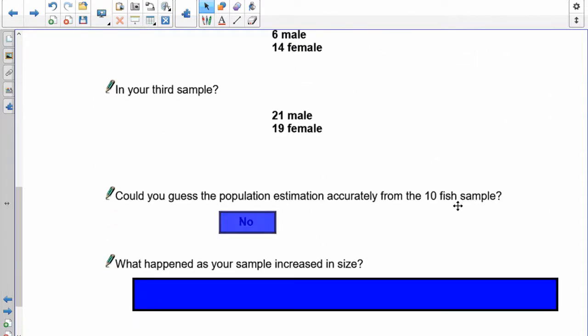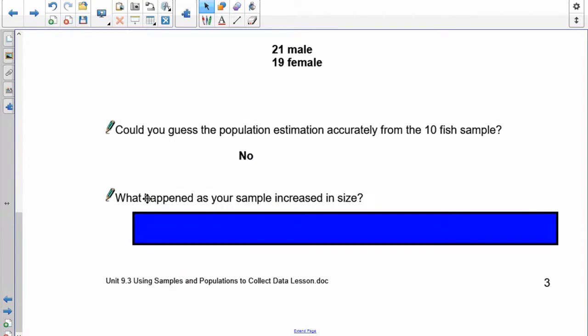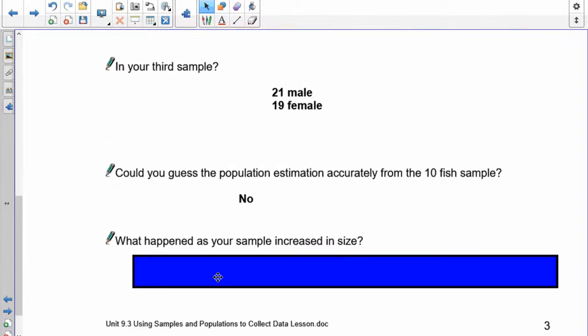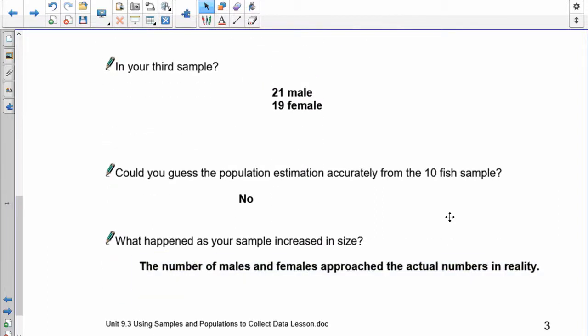So can you guess it from the 10 fish sample? Not accurately. Now, what happened as your sample size, now your sample is how many you chose out of the bag. This was a sample of 10, this is a sample of 20, this is a sample of 40. As we increased the sample, the number of males and females approached the actual numbers that were there in reality.